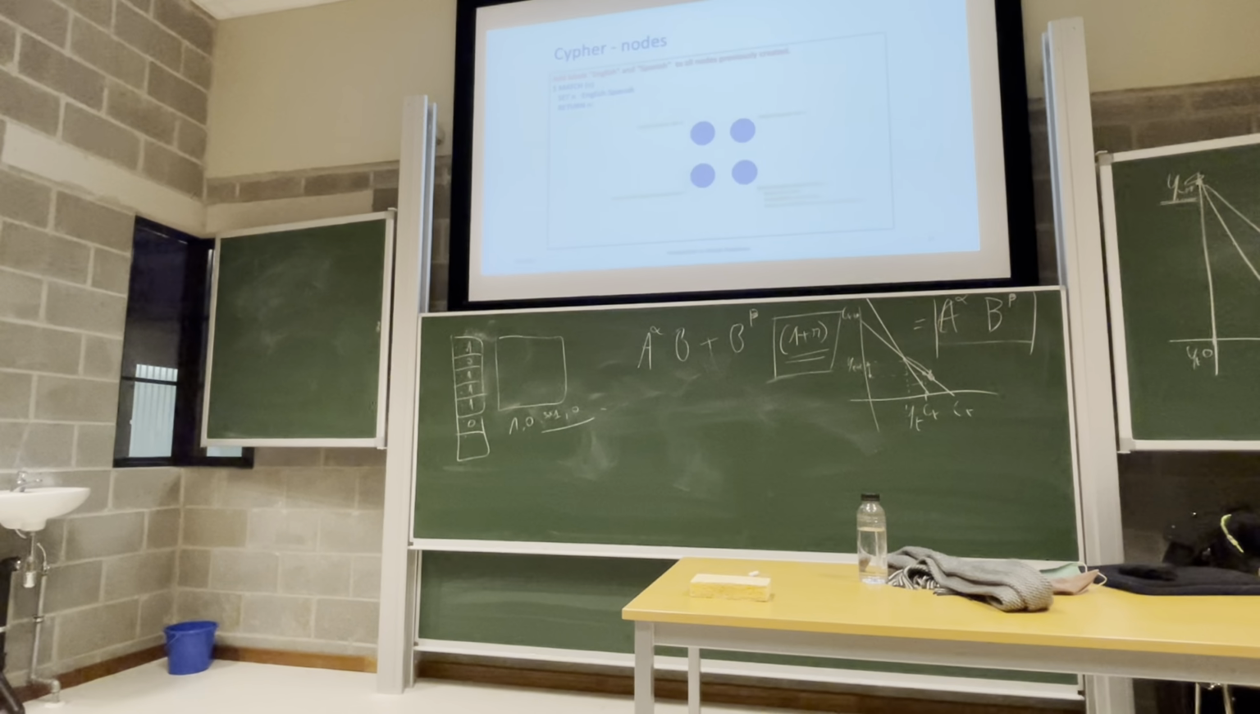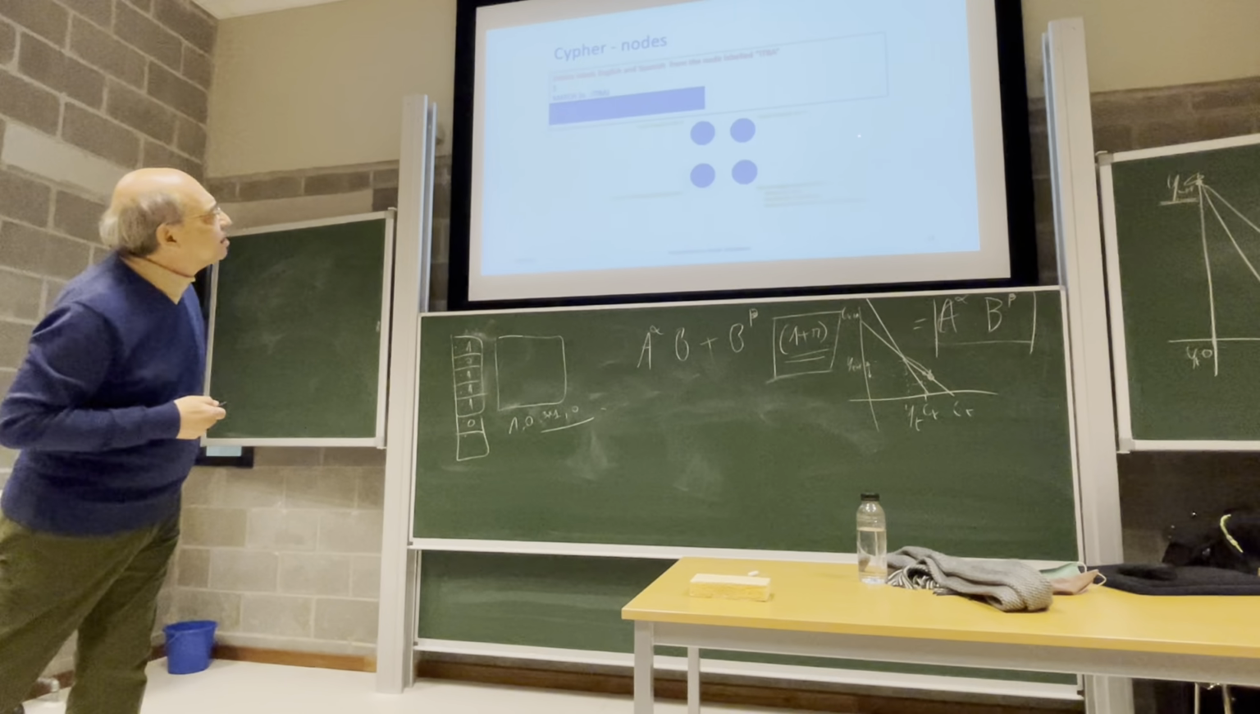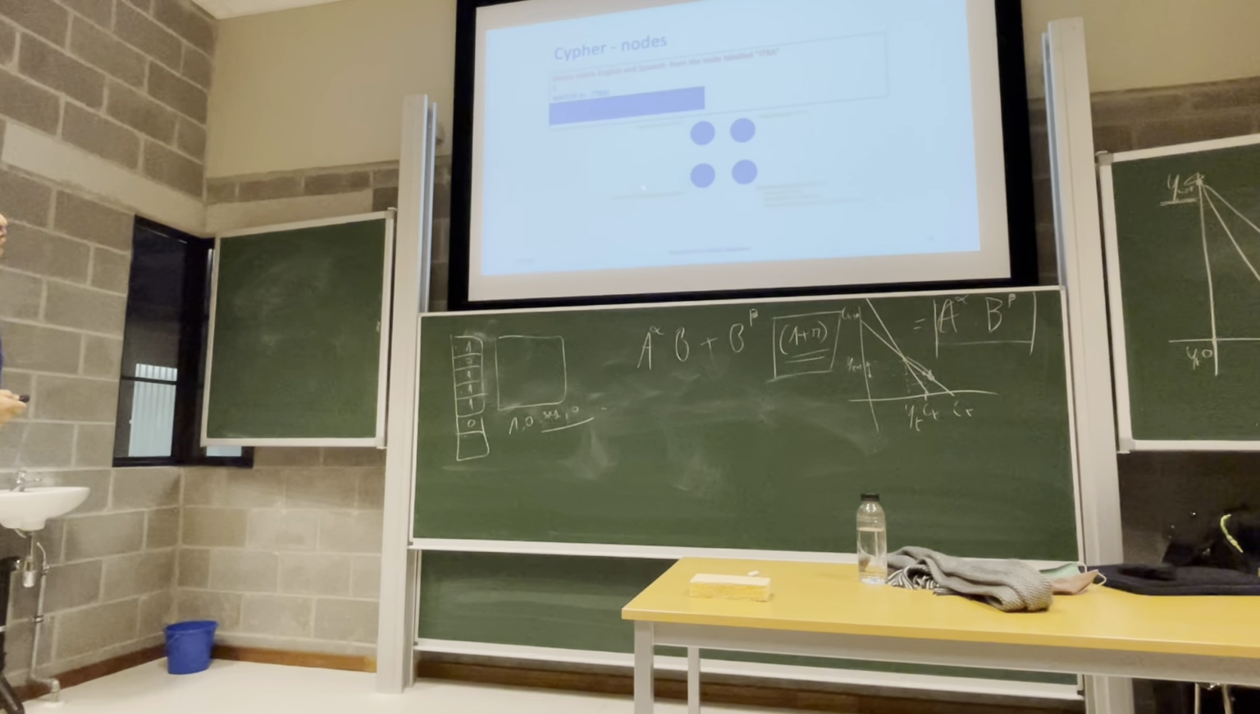Okay. Again, now I just say I will delete these labels from certain nodes. In this case, Ida. So I will delete these two labels from this node, which has this label.